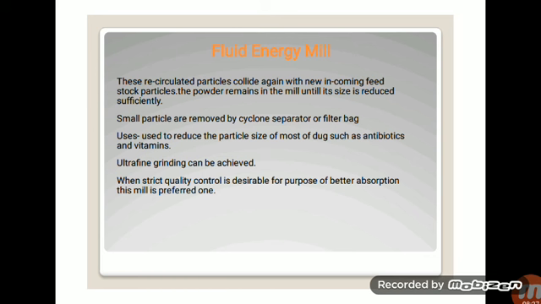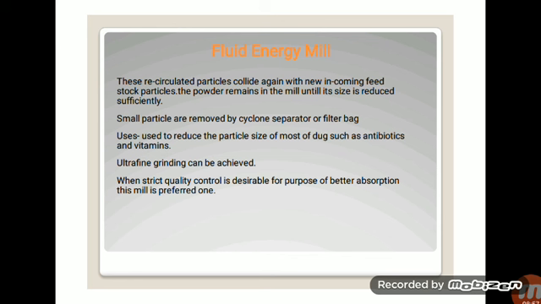This type of mill is used to reduce the particle size of most drugs, such as antibiotics and vitamins. Ultrafine grinding can be achieved. Ultrafine grinding means very small size particles can be achieved by this type of reduction. It is used when strict quality control is desirable, for better absorption.